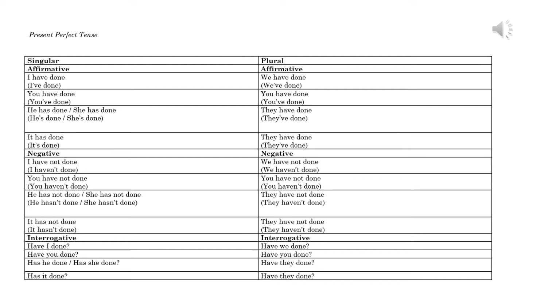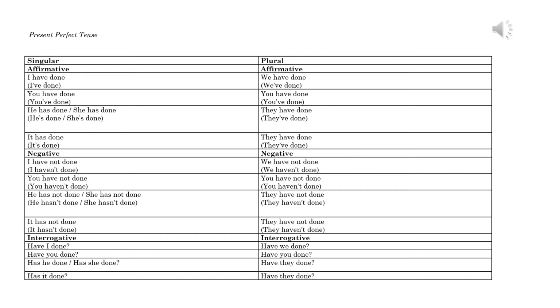Present perfect tense. Affirmative. I have done. I've done. You have done. You've done. He has done. She has done. He's done. She's done. It has done. It's done. We have done. We've done. You have done. You've done. They have done. They've done.